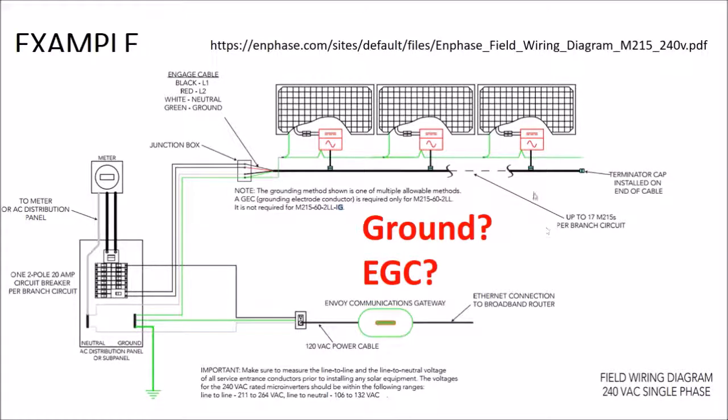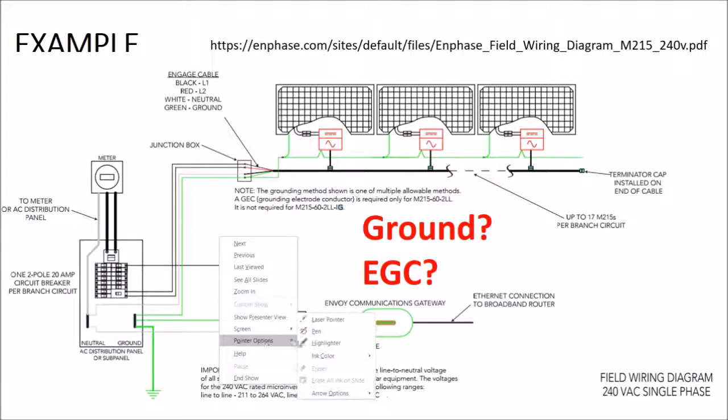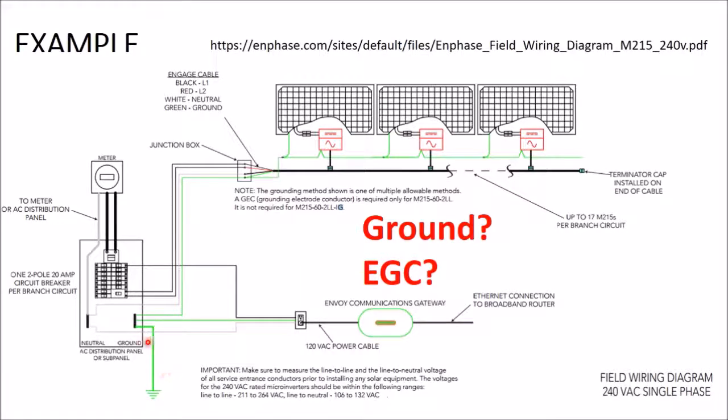And so what's ground in this picture versus the equipment ground conductor? Well, here's our ground. This is our connection to ground. And our equipment ground conductor is this green wire that is connecting to our microinverter box and connecting to our modules. And this can be a few things.